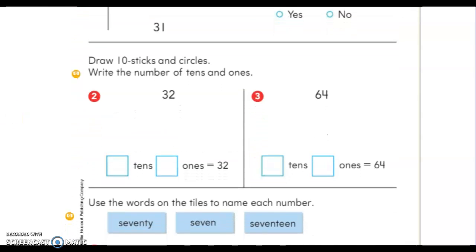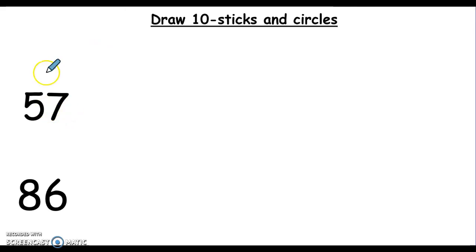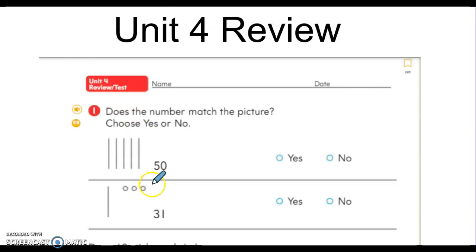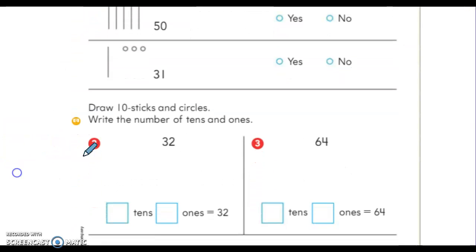All right, for number 2 and 3, there's 2 parts to these problems. So it says draw the 10 sticks and circles and write the number of 10s and 1s. I'm going to show you a review problem really quick to help you out. If we draw 10 sticks and circles for the number 57, we ask ourselves how many 10s and how many 1s? Well, there's 5 10s, so 1, 2, 3, 4, 5, and how many 1s? 7. So 1, 2, 3, 4, 5, 6, 7. So that is what you're going to do here for these numbers. And then you're also going to write how many 10s and how many 1s. So you're going to take those numbers and plug them in.